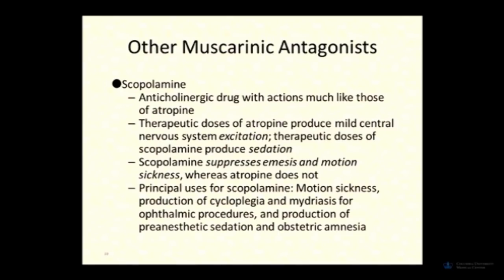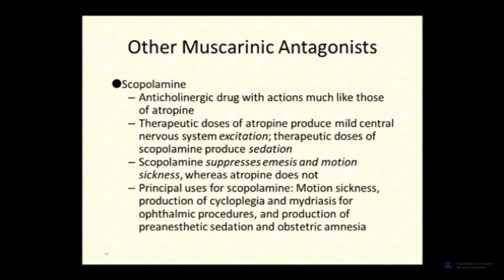Okay. Scopolamine. Scopolamine you will see used for multiple therapeutic applications, including the one that we're talking about here. It has actions very similar to atropine. Therapeutic doses of atropine produce mild central nervous system excitation, while therapeutic doses of scopolamine tend to produce more sedation. So scopolamine is not going to be the first drug of choice in an aging population. It's used for wider applications, including suppressing emesis, so as an anti-nausea. So you're going to see scopolamine in applications of things like motion sickness.